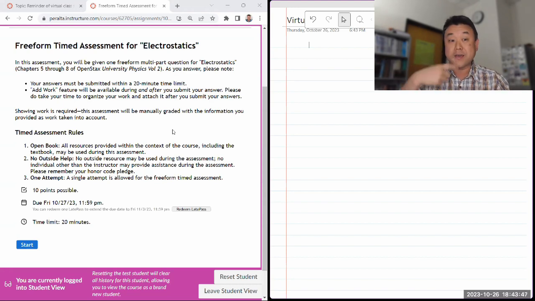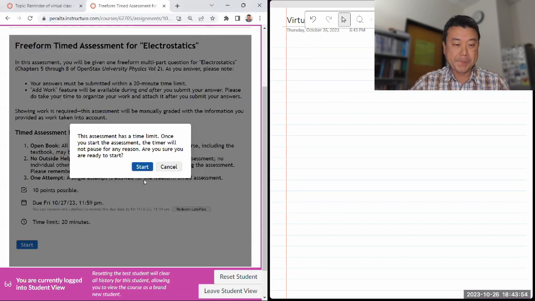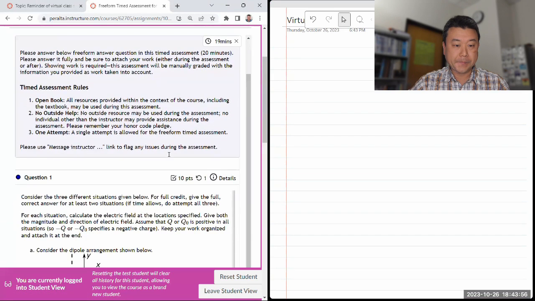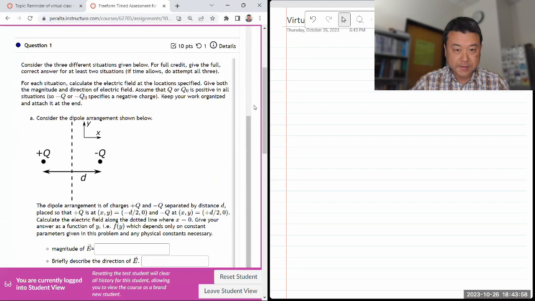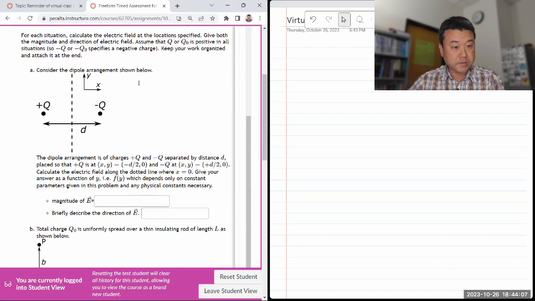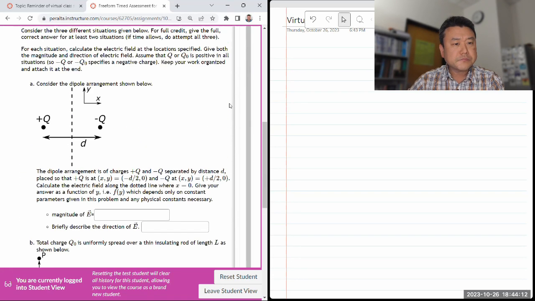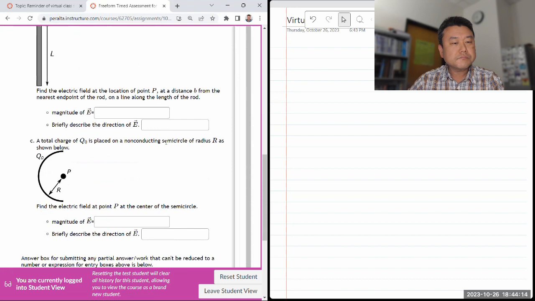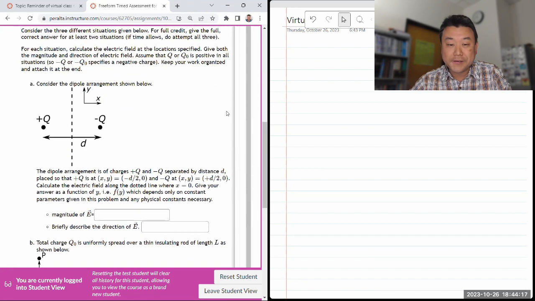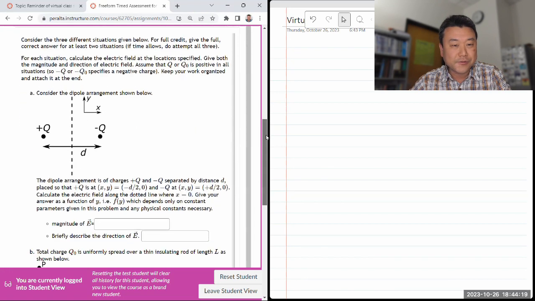Just make sure it's not the one I did before, and then just try to finish it in 20 minutes with some explanation. Okay, yeah, that's not the one I did before, so let me do that. Okay, it says consider three different situations given below. For full credit, give full correct answer to at least two situations if time allows. Oh, wow. Okay. Let me try to do all three. See if I have enough time to do all three.